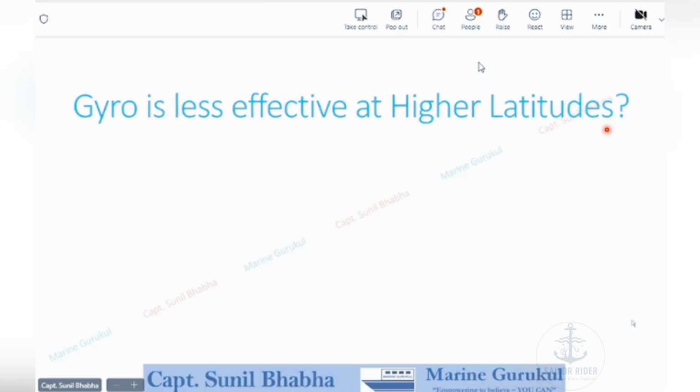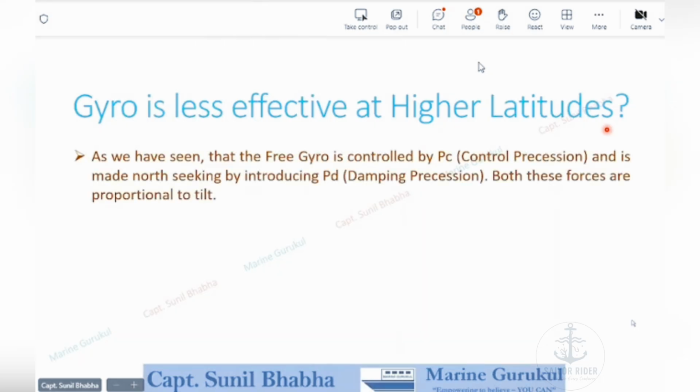Now with our understanding of these four forces, we can very easily appreciate why the gyro becomes less effective and almost loses its directive force when we go close to the poles in higher latitudes. You can easily understand it.